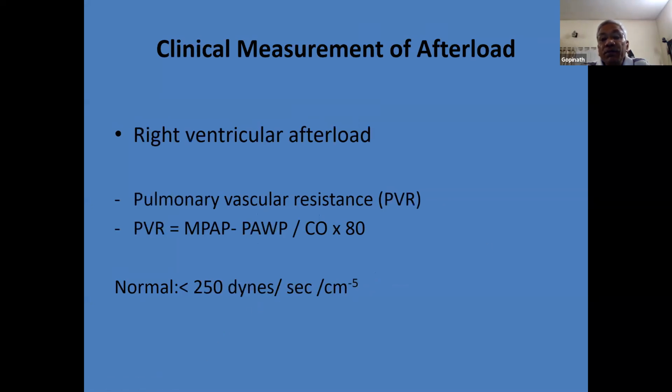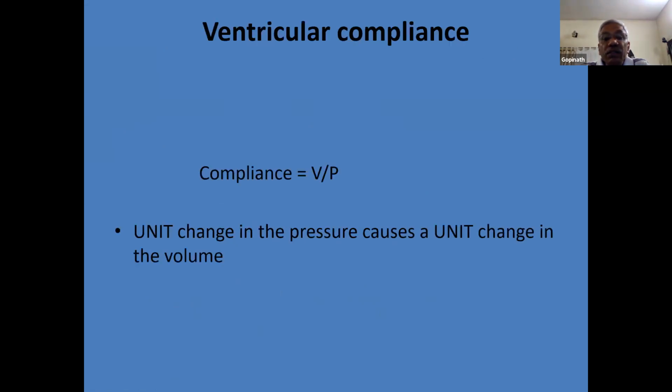Whereas the right ventricular afterload again determines the left ventricular preload. So what exits from the right ventricle, enters the pulmonary blood, is the one which determines the left ventricular preload. So pulmonary vascular resistance is mean pulmonary artery pressure minus occlusion pressure, divided by cardiac output, into 80. And this is less than about 250 dynes. So it is normally about 4 to 5 times lesser than the systemic vascular resistance.